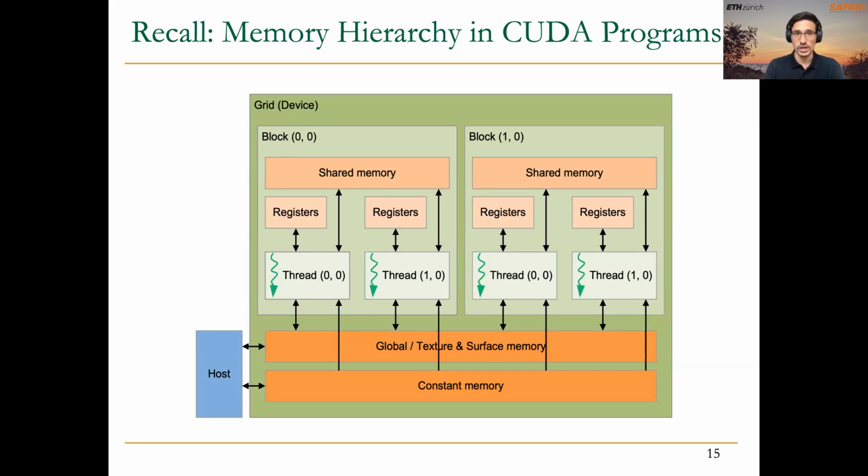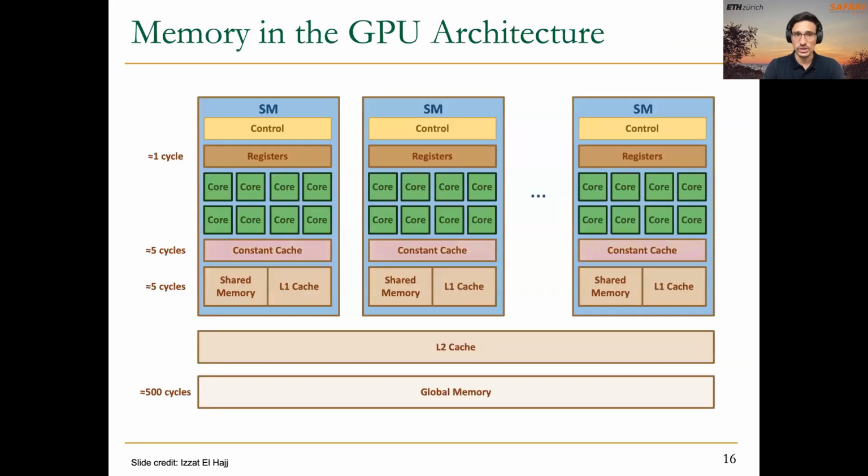Threads belonging to the same block can share data through the shared memory, but they can also access data from global memory or from constant memory. One interesting thing about constant memory is that it is cached. What that means is that there is a small cache in each of the GPU cores that can be used to keep values that are constant and frequently accessed by the threads running on the corresponding GPU core or SM.